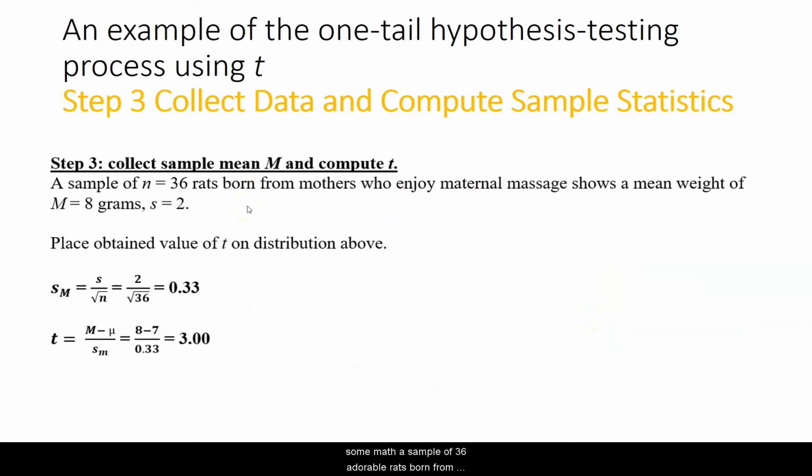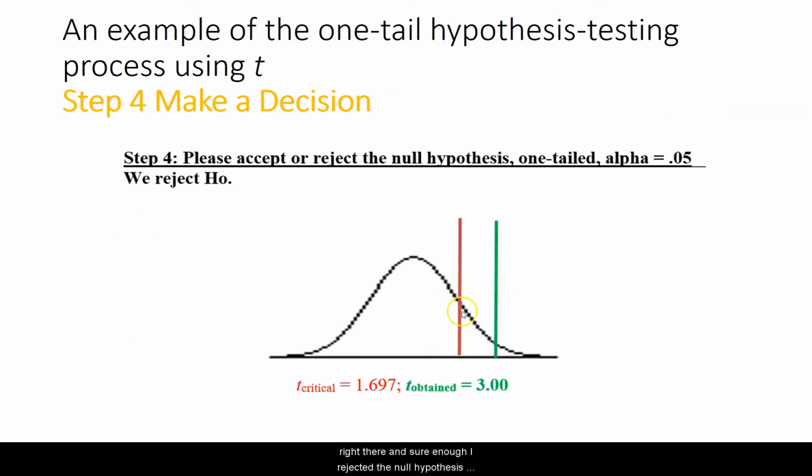It's 1.697. Let's do some math. A sample of 36 adorable rats born from mothers who enjoy the maternal massage shows a mean weight of 8 grams, standard deviation of 2, and please obtain and place the obtained value of T on that distribution. So I just have to do some math. The standard deviation was 2. There were 36 rats. 2 over 6 is 0.33. Then I say, well, the sample mean weight was 8. The population mean weight was 7, divided by 0.33, and I'm just going to call that 3. It's probably 3.03, but just hold your nose. So 3 right there, and sure enough, I rejected the null hypothesis.